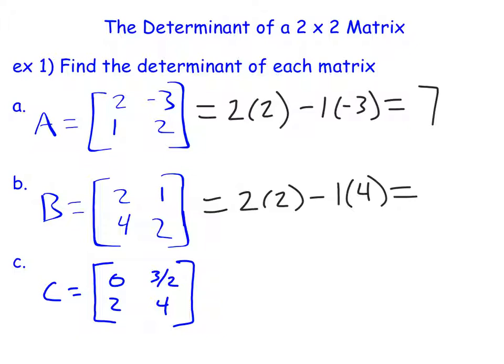There's 2 times 2 minus 1 times 4. All right, again, as we expected, we get a number answer, but the other thing to make note of here is apparently a determinant can be 0. That's possible.